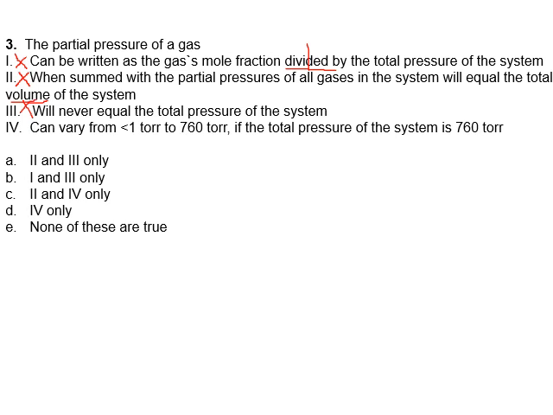4, can vary from less than 1 torr to 760 torr if the total pressure is 760, and that's correct because it could be any of those numbers. It could be anywhere between 760 and just above 0, right? I mean, if you just had a little bit of it, you might have 0.1 torr or something like that. So 4 is correct, so let's put a check by it, and the answer is going to be D, 4 only. Next slide.